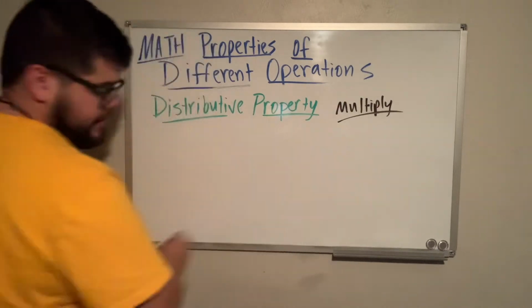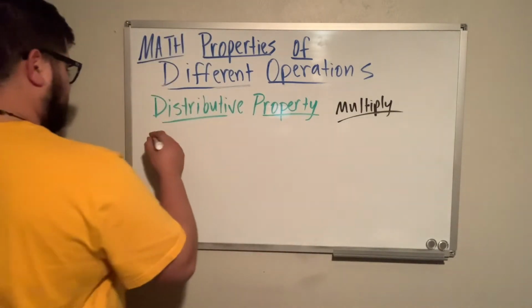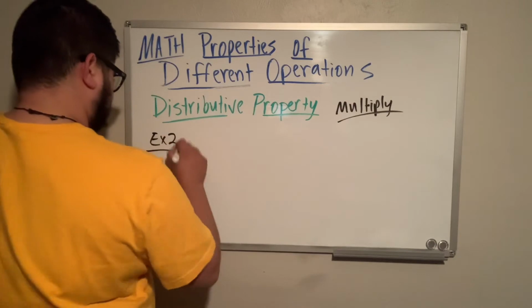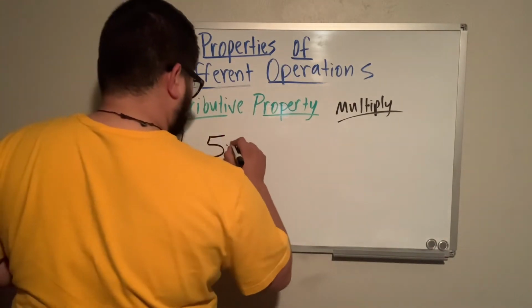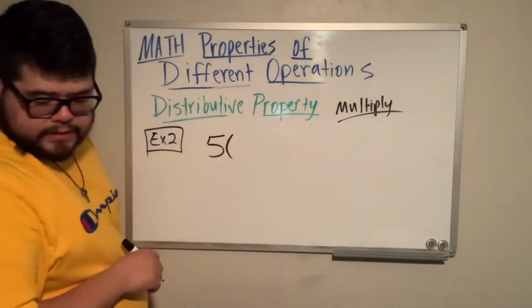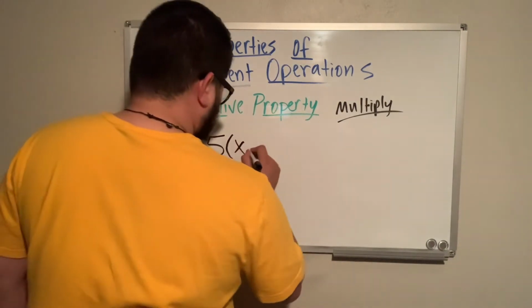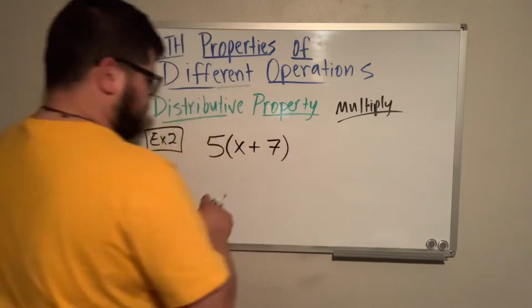All right, we're going to go ahead and move on to example 2. But we're still in distributive property. Example 2. It is 5 times, and we don't have to write times, open parentheses, x plus 7, close parentheses.